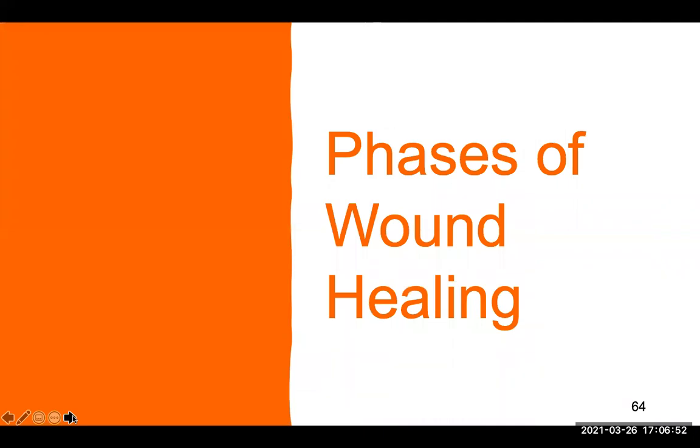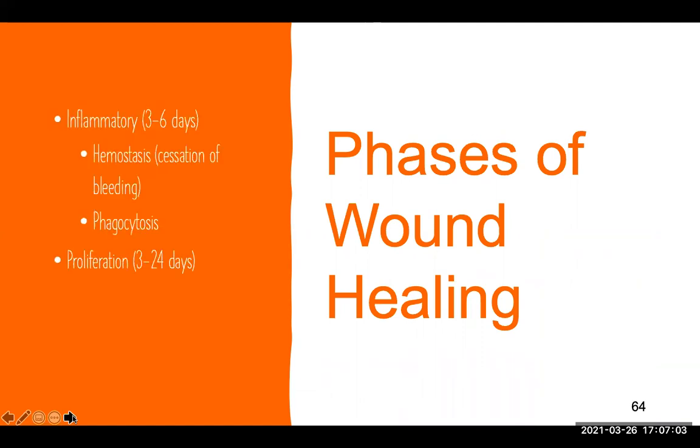Phases of wound healing. At the end, phases of wound healing. So the first phase, real brief overview of the phases of wound healing we're going to do. The first phase is the inflammatory phase. The first week, basically. Hemostasis and phagocytosis. That's the primary function in the first phase of wound healing, the inflammatory phase.